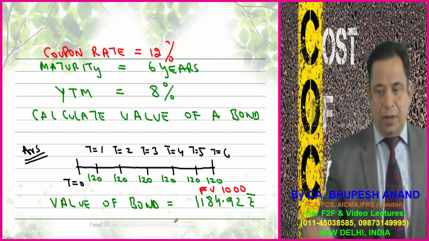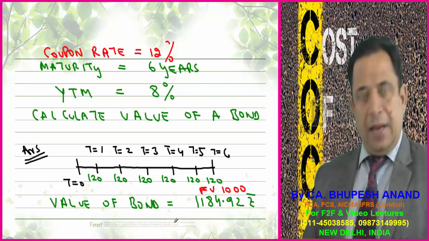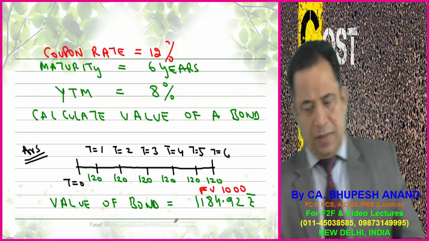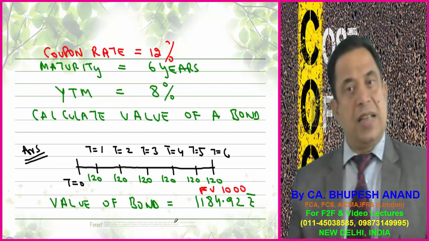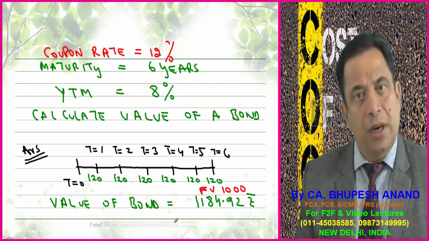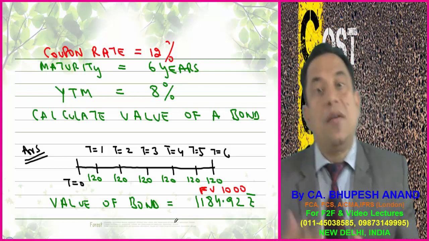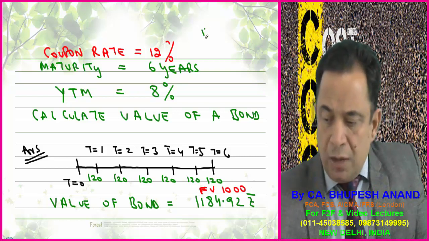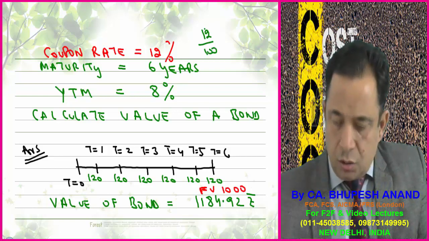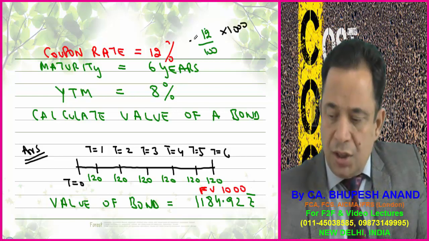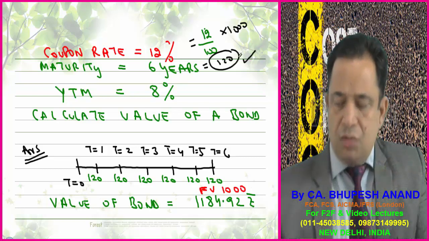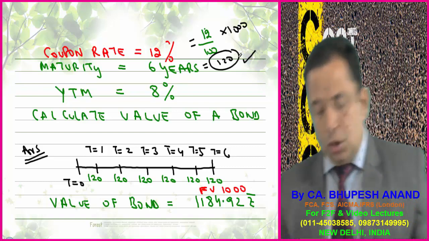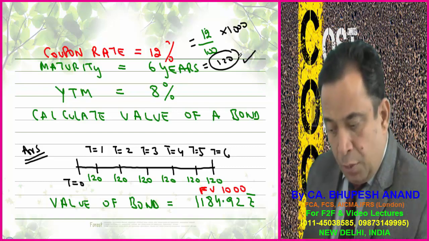Calculate the value of a bond. So if I want to calculate it, I have prepared a timeline. Just see to it and do the calculations. I have written 6 times: T1, T2, T3, T4, T5, T6, 120. How have I calculated 120? 12% of 1000 is equal to 120. So this is 120. Face value is 1000. I have calculated the value of the bond as 1184.